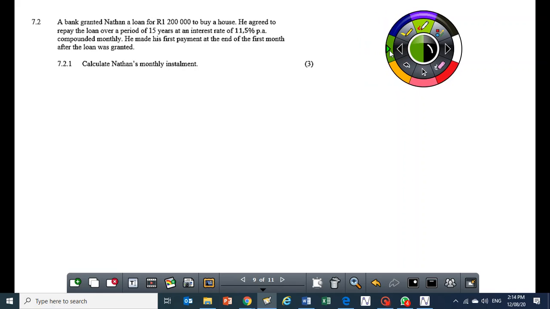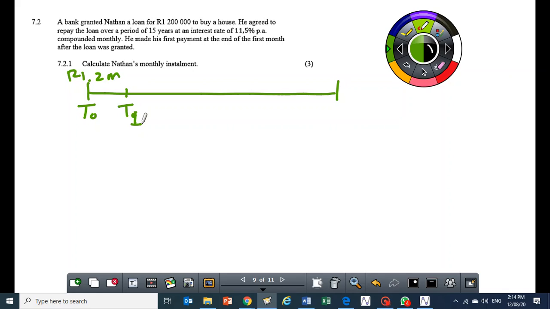It's based on the basics of present value. So at T naught, 1.2 million rand is borrowed. The first payment is made at T1. Okay, there are 15 years, so 15 times 12. 15 times 10 will give me 150 plus 30, so you get T180 here.